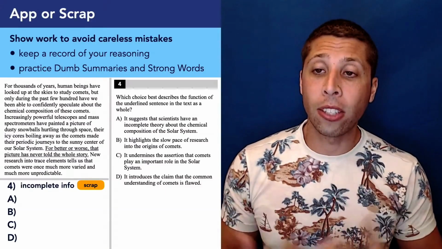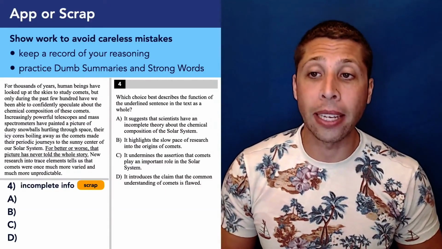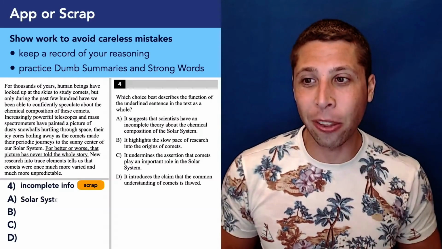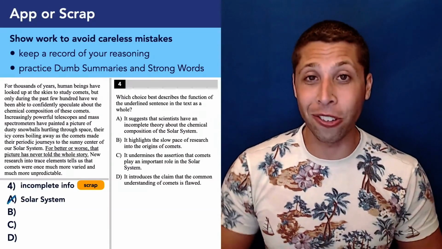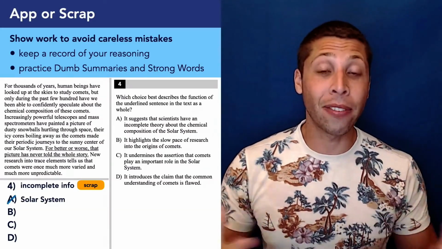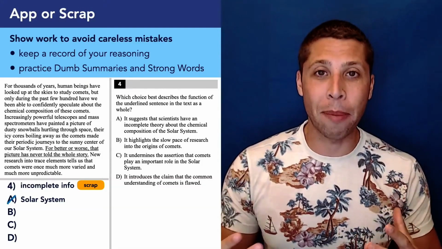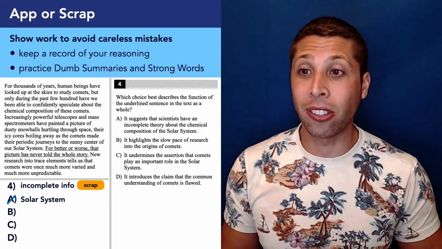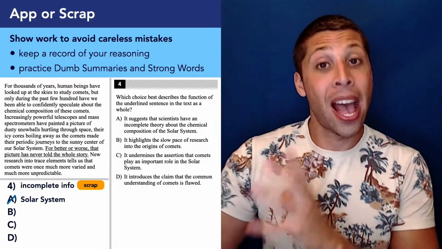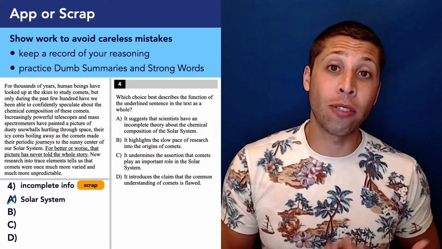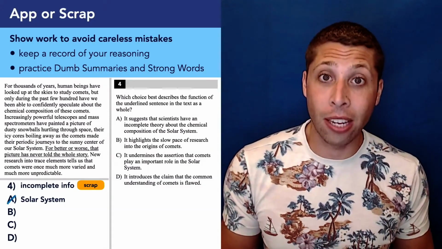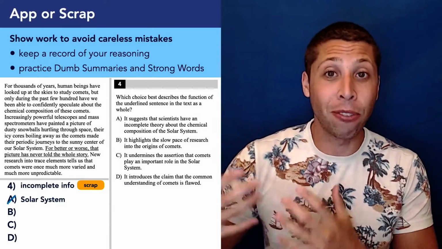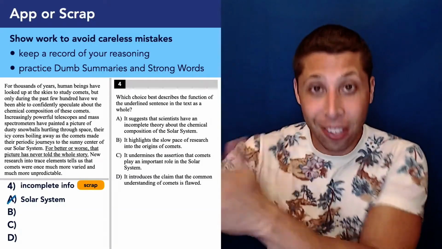Choice A. It suggests that scientists have an incomplete theory about the chemical composition of the solar system. So that sounds really good, but I also noticed that the phrase solar system is not quite right. They've made us fall for a trap here. This is a good example of the main character trap that I talk about in episode 7, where the main character of the passage is comets, but the main character of this choice is the solar system. That's a change, and that's an important thing to notice. And so I would want to write that down as a way of showing myself, hey, I noticed it. This is why I got rid of it.